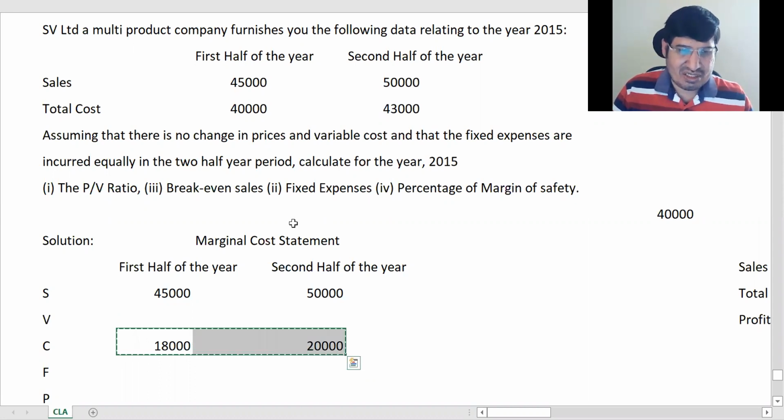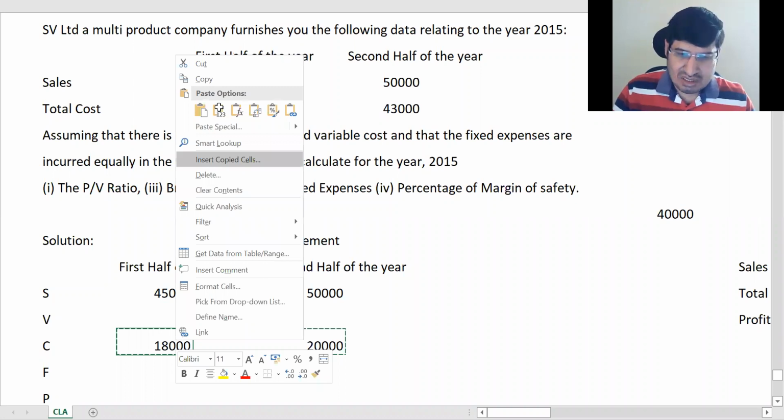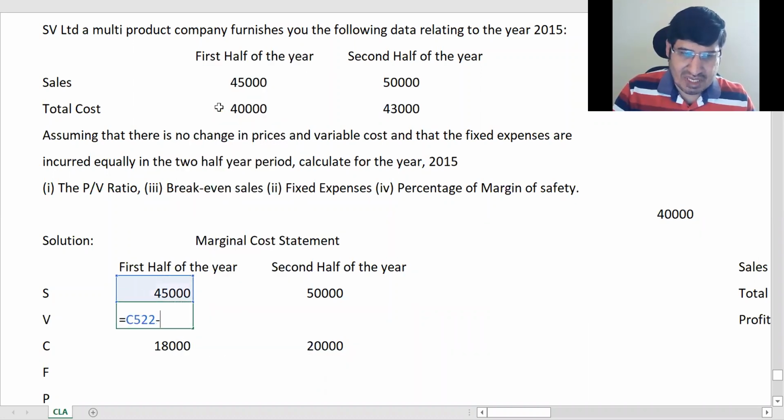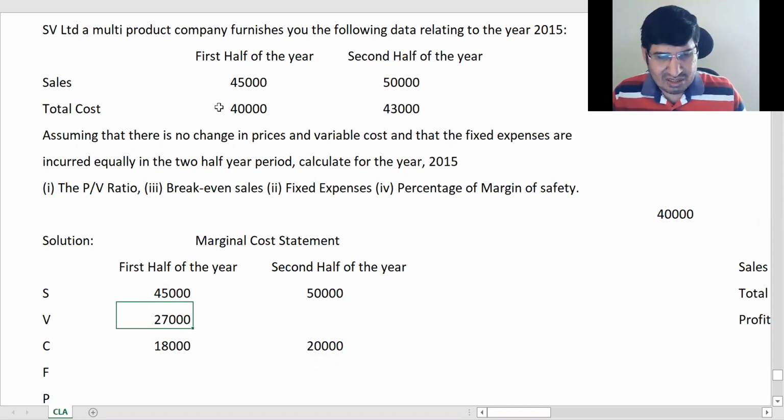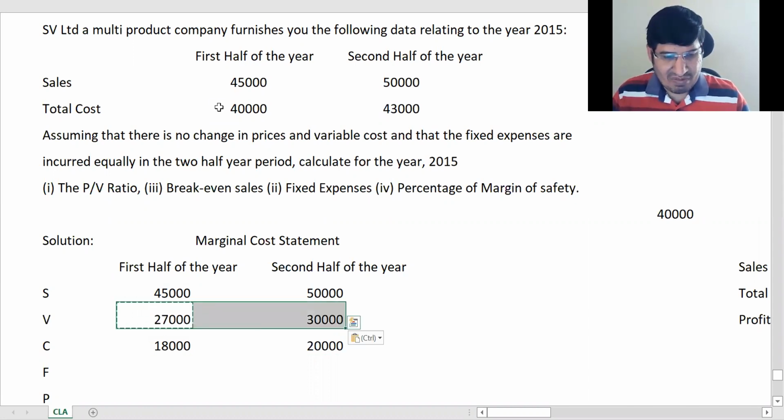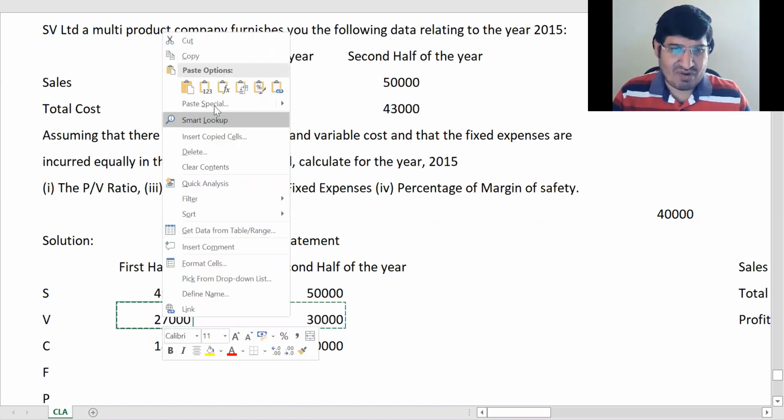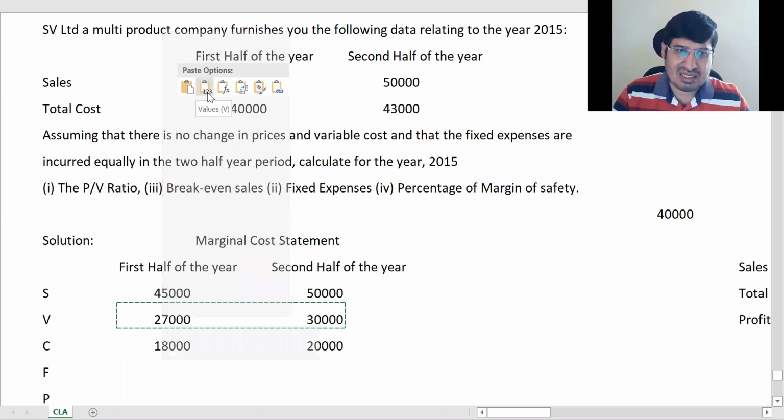If I just put it like this, okay, it is equal to this minus this, right? That is your variable cost. Okay, so I got variable cost also now. Now I've got the total costs, correct? I have the total costs already, 40 and 43.